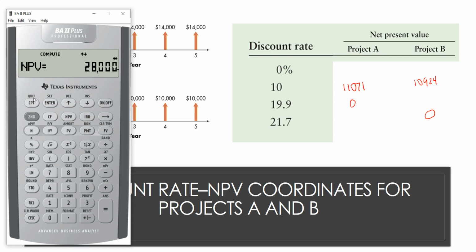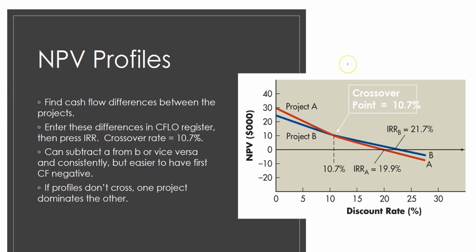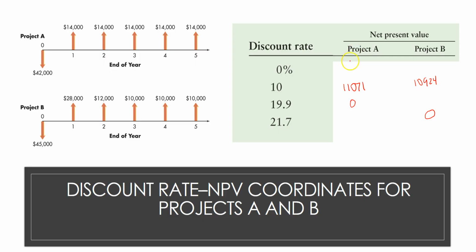And we get 28,000. So let's circle back through this and we'll enter in a discount rate of 21.7 so we can get this side of the table filled out. And we get a negative $1,650.46. So let's plug that into our table. We have a $28,000 net present value at a discount rate of 0%. And we have a negative $1,650 net present value at a discount rate of 21.7.